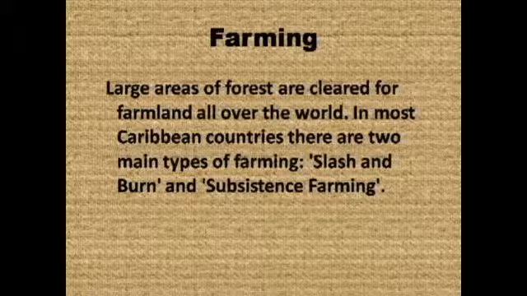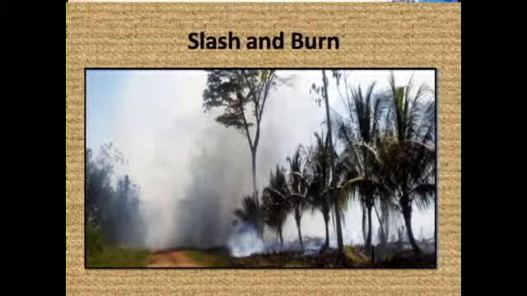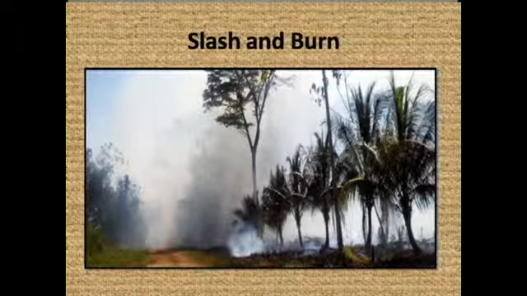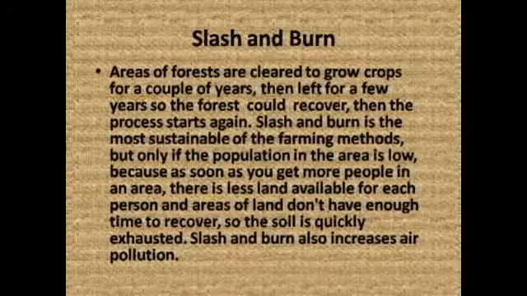In most Caribbean countries, there are two main types of farming: slash and burn and subsistence farming, and we do both of those in this area. For slash and burn, we need to cut down many trees. As you see in the picture there, you're burning a whole area to get it prepared for farming land. Slash and burn is where areas of the forest are cleared to grow crops for a couple of years, then left for a few years so the forest can recover, then the process starts again.